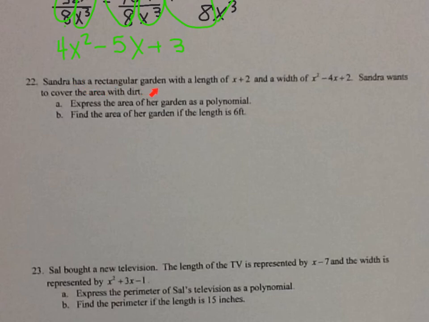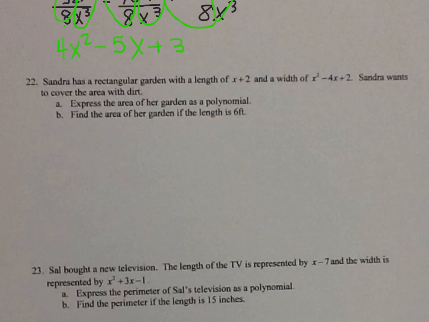Sandra has a rectangular garden with a length of x minus 2 and a width of x squared minus 4x plus 2. Sandra wants to cover the area with dirt. Express the area of her garden as a polynomial. Find the area of the garden if the length is 6 feet.